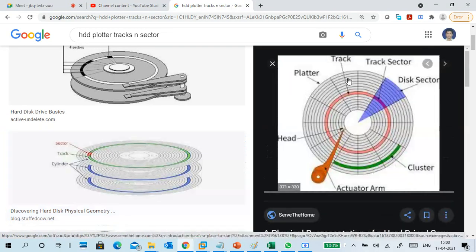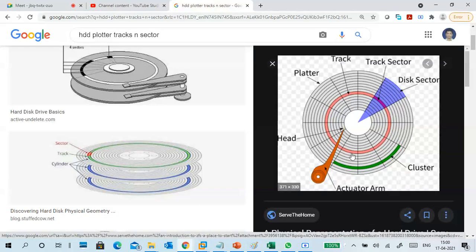See, this is a single platter, and this is an actuator arm. It has a read and write head, and it will read the data. And these are the tracks, the red one is a track, and a part of a track is a sector. Cluster means a group of sectors. So this sector, this sector, this sector combined are called a cluster.